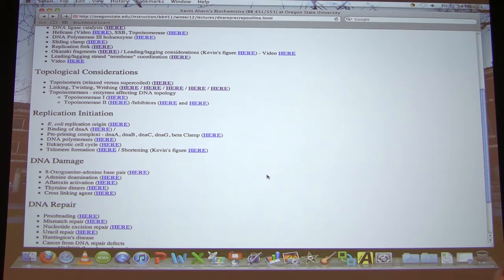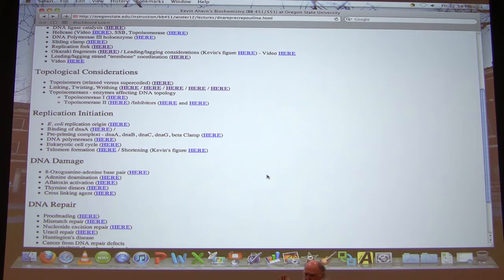There are two types of topoisomerases in general that we will consider. One type is called type 1. The other type is called type 2. DNA gyrase turns out to be a type 2, but it's a little harder to understand. So I'm going to start with type 1.